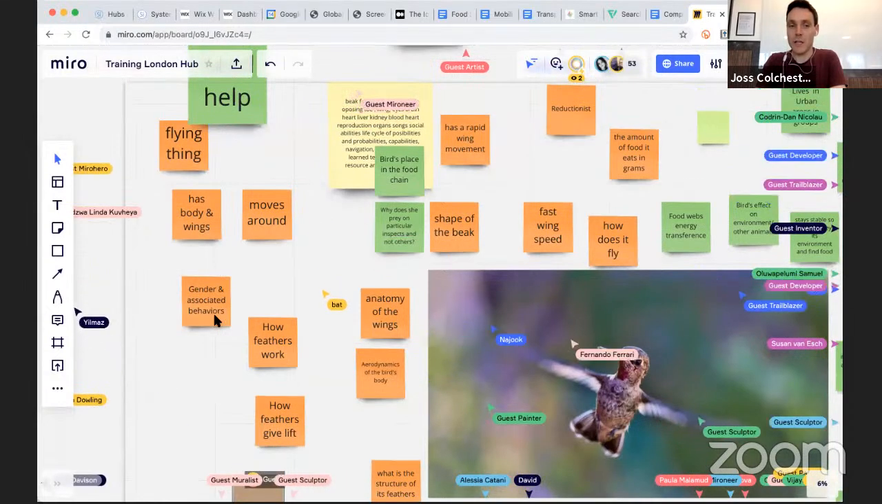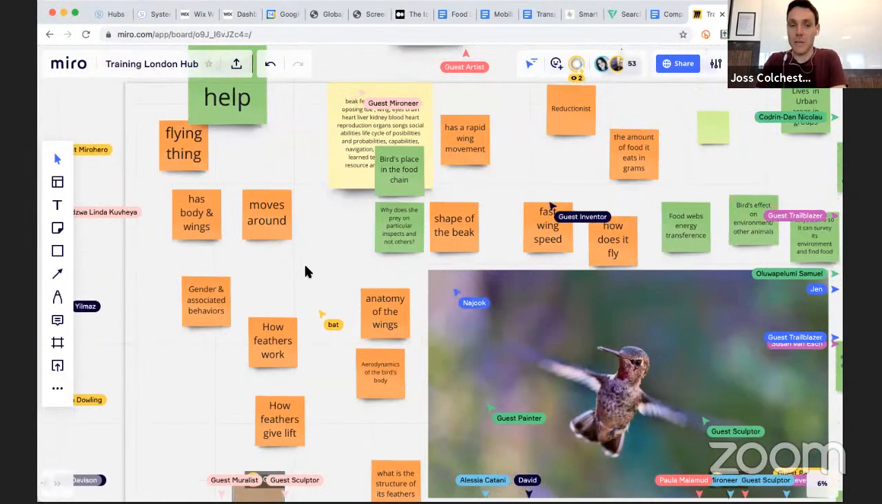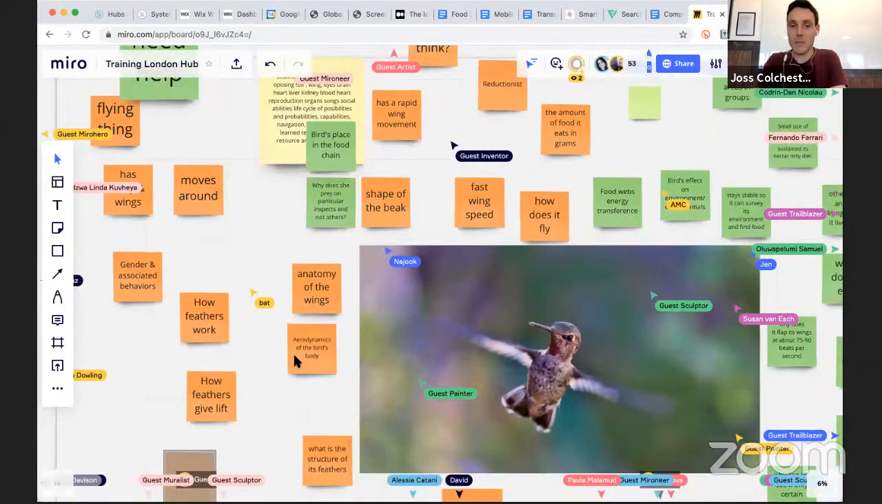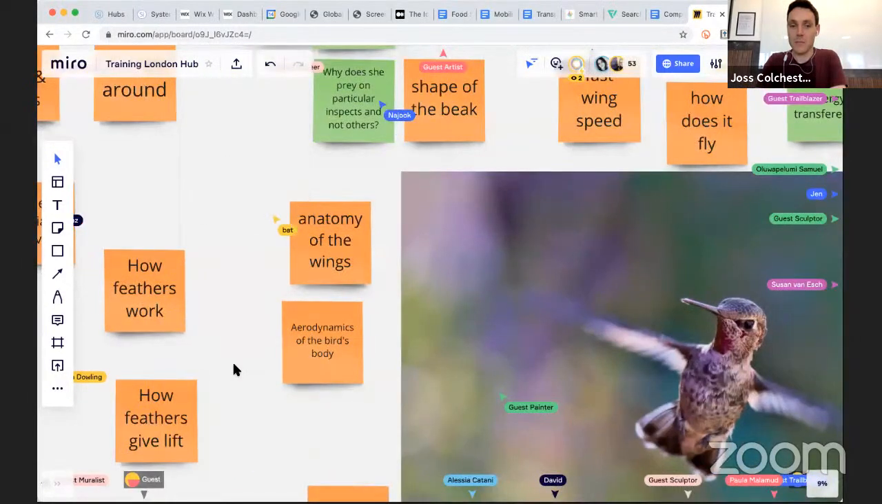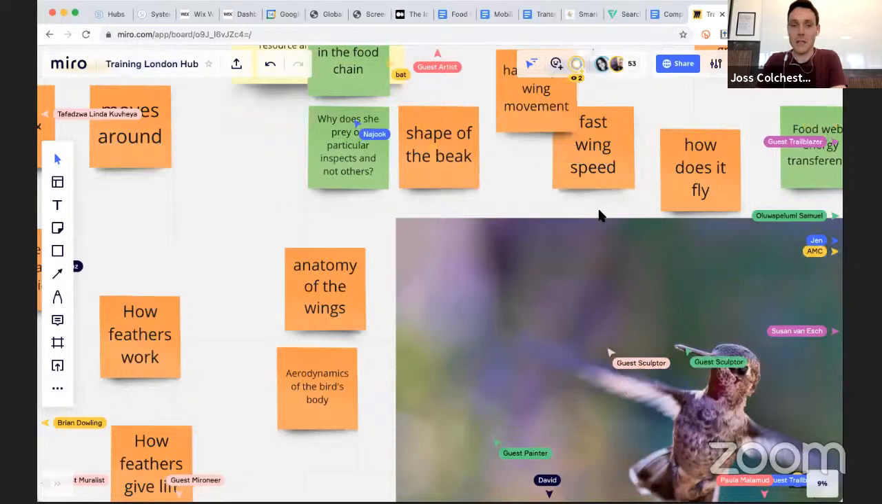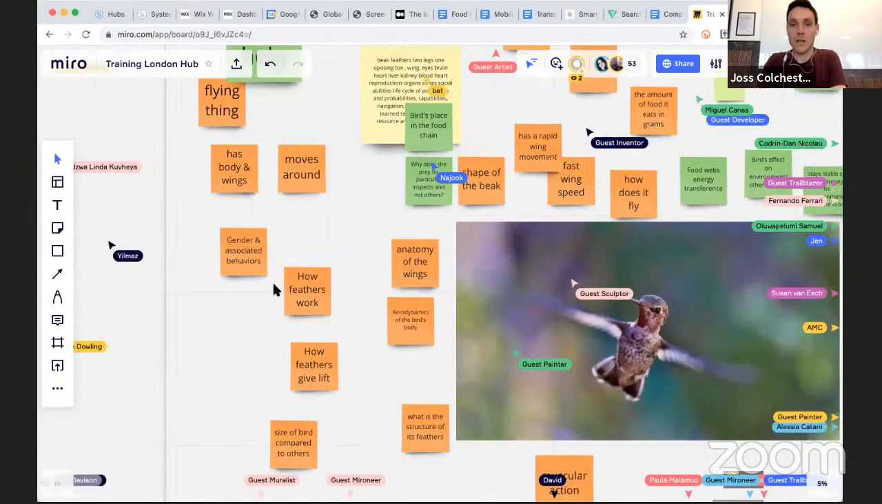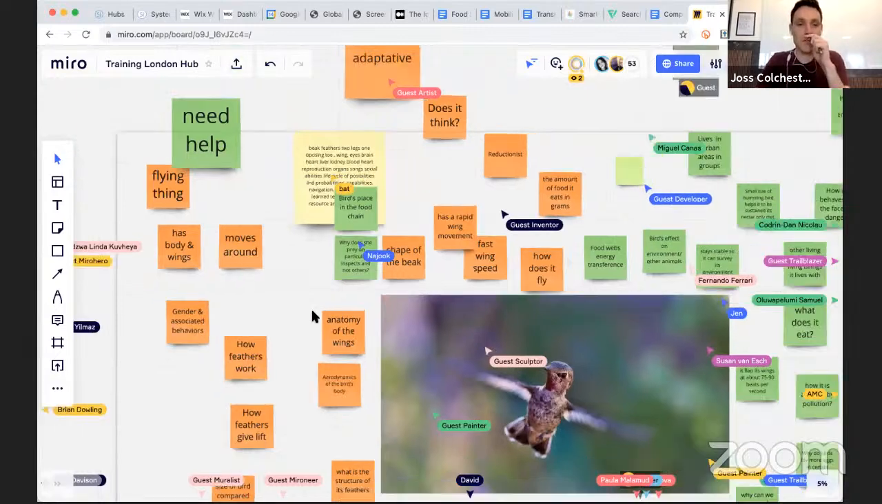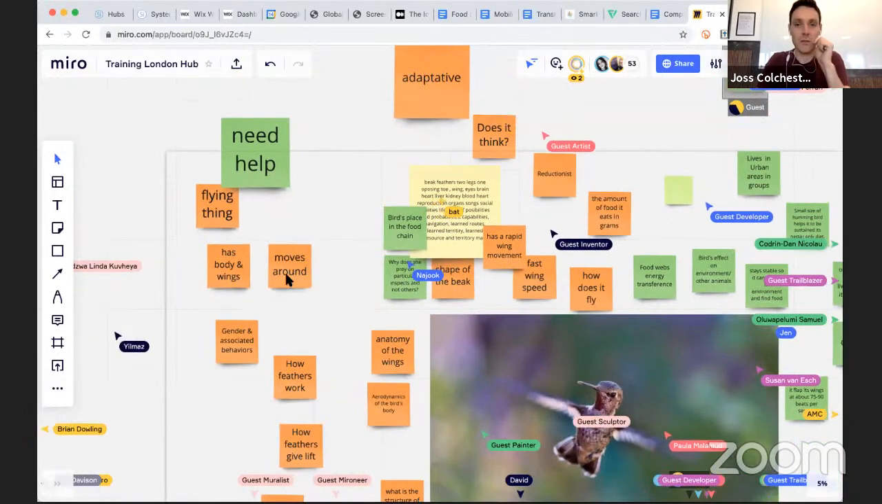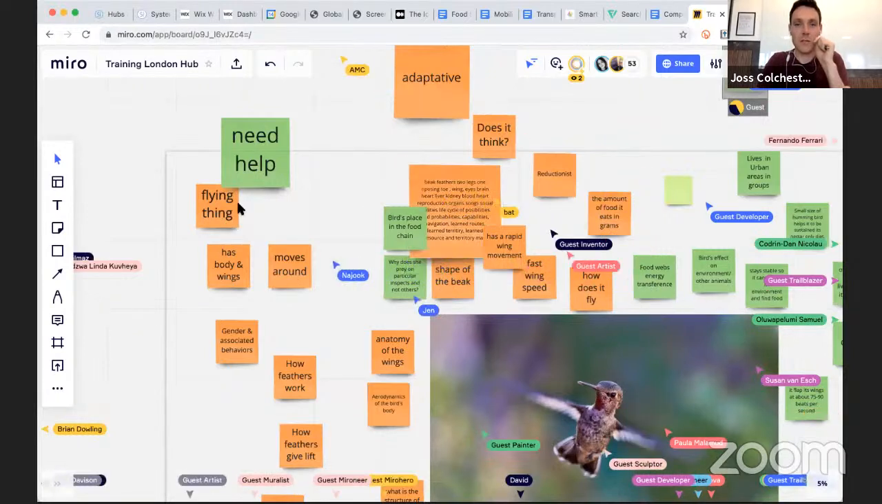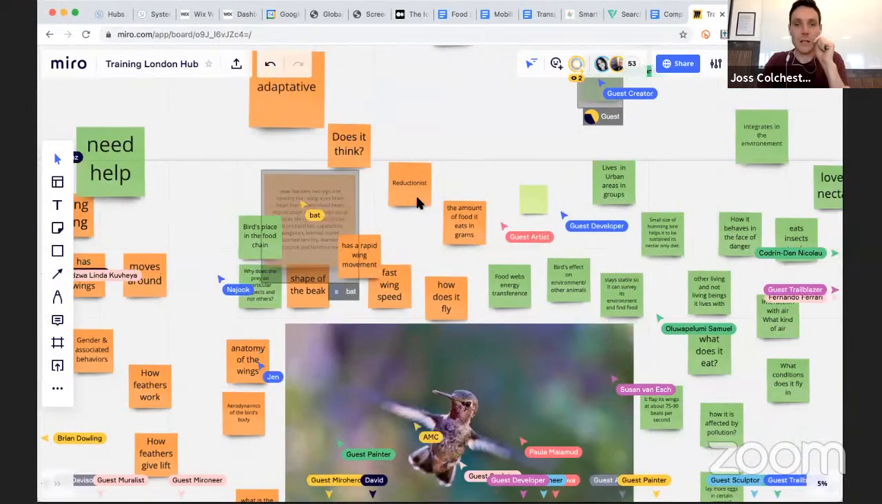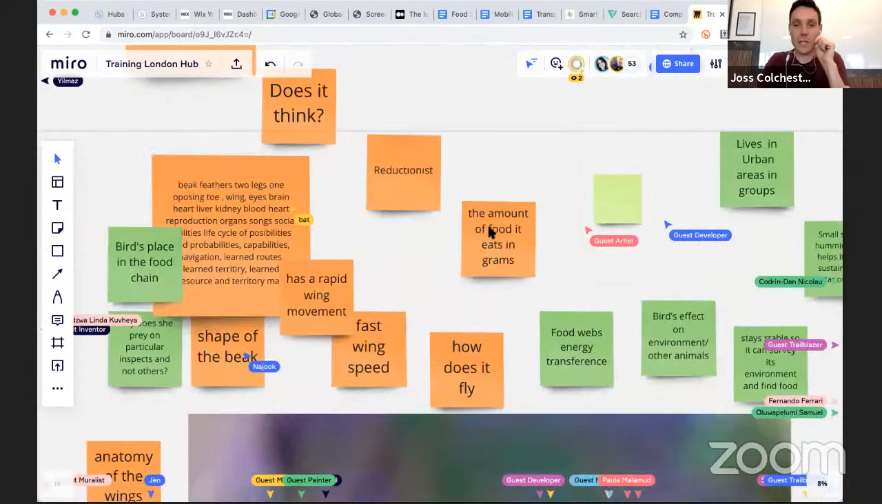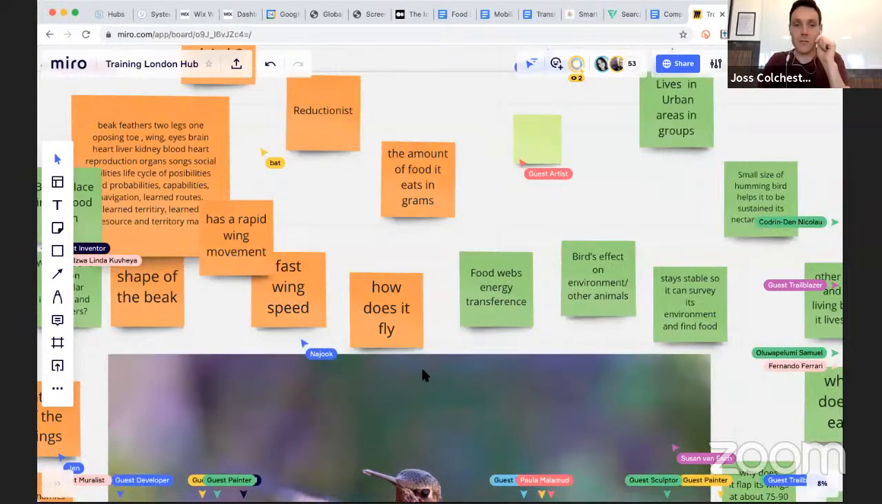How feathers work, gender and associated behavior, aerodynamics of the bird's body. Anatomy of the wings. Oh, sorry, these are reductionist ones, excuse me. Yeah, so we're on the orange ones. It's the reductionist ones. Flying things, has body and wings. Yeah, moves around. Does it think? Reductionism: the amount of food it eats in grams, how does it fly?